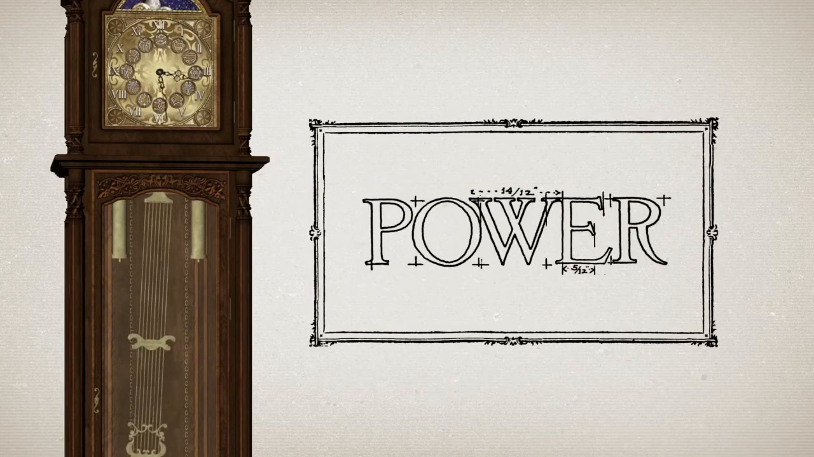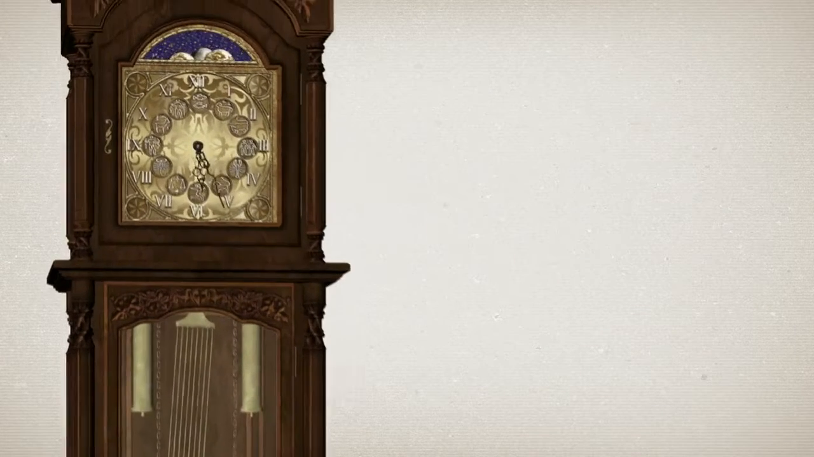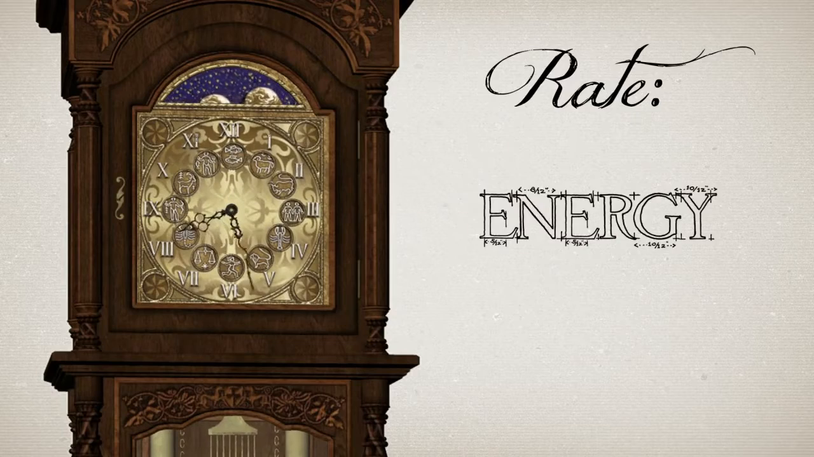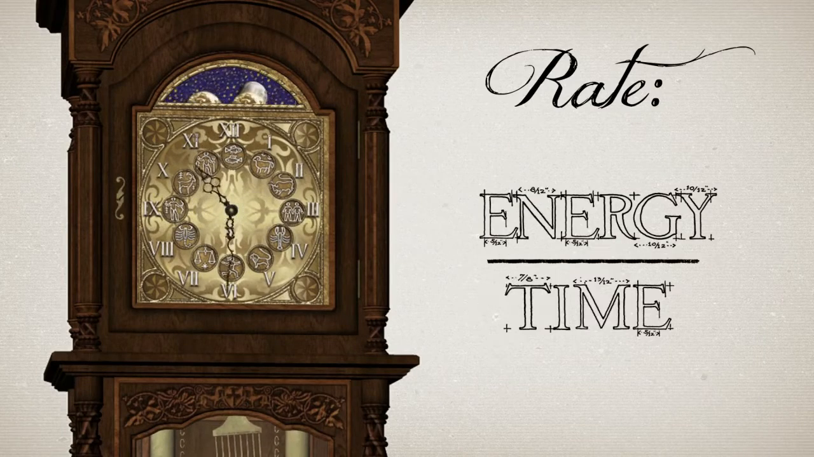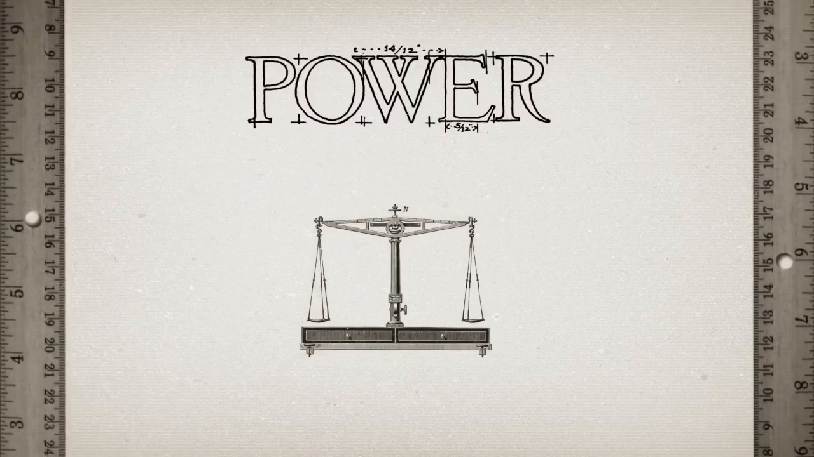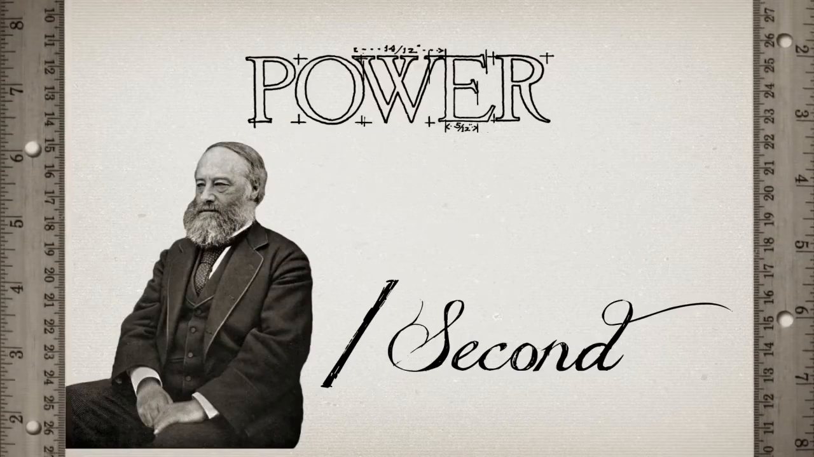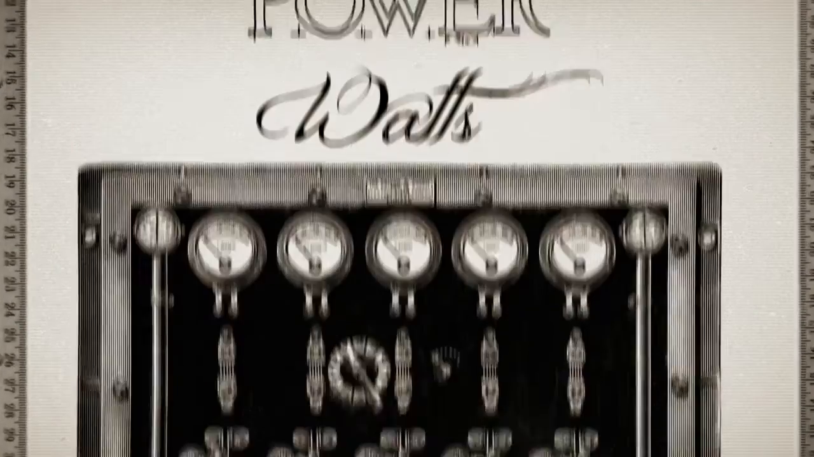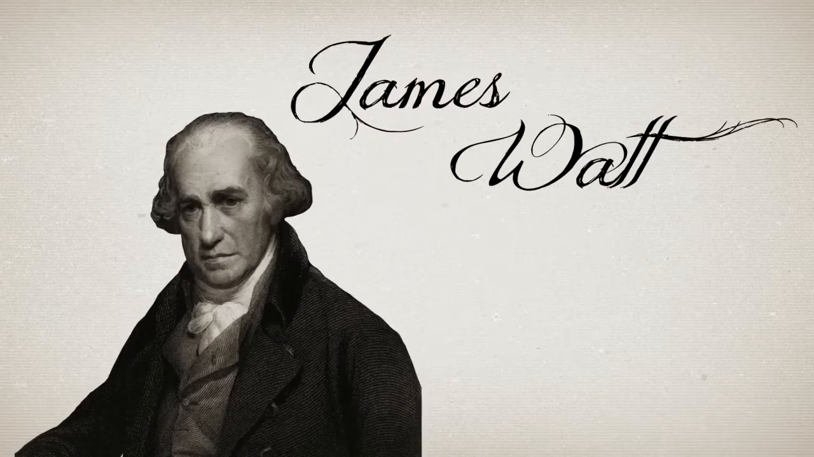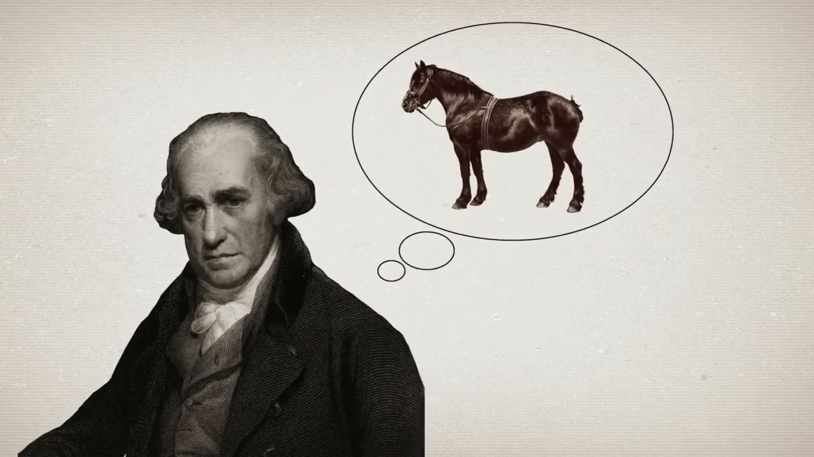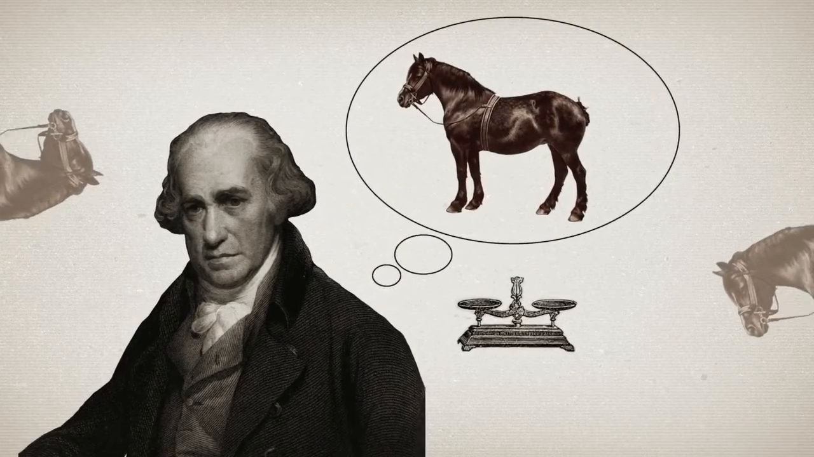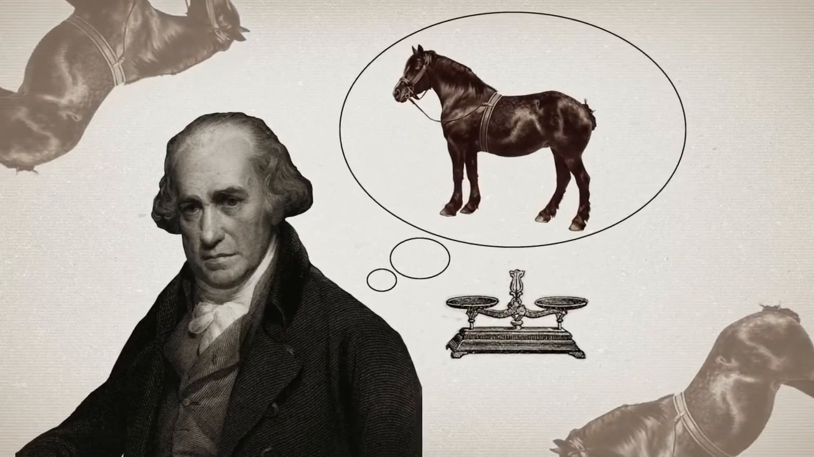Power is the rate at which energy is transferred. When we say rate, we mean the amount of energy transferred per unit of time. In the metric system, power is measured in joules per second, or watts. The term watt goes back to James Watt, who came up with the concept of horsepower to measure the amount of power produced by a typical workhorse.